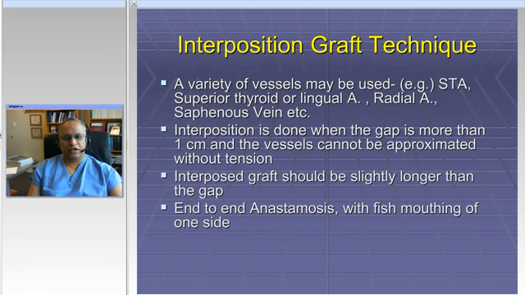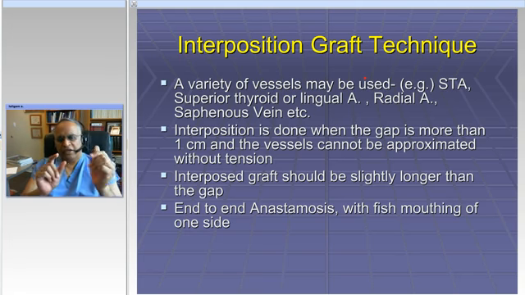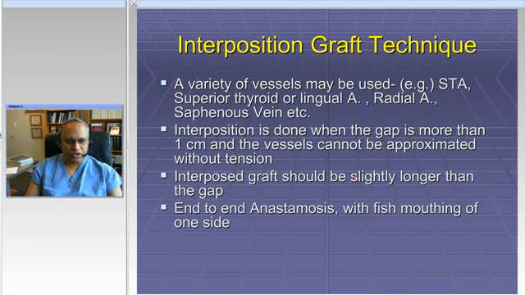So the next technique we'll talk about is the interposition graft technique. You may use a variety of vessels for this depending on what size of vessel you need. You can use the superficial temporal artery. I've used the superior thyroid, the lingual artery. You can use the radial artery. I normally don't like to use it because the radial artery is a fairly important artery. Just to use a short segment doesn't make sense. You can use saphenous vein, etc.